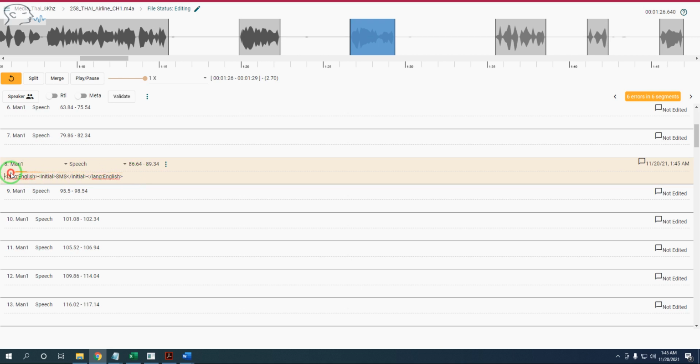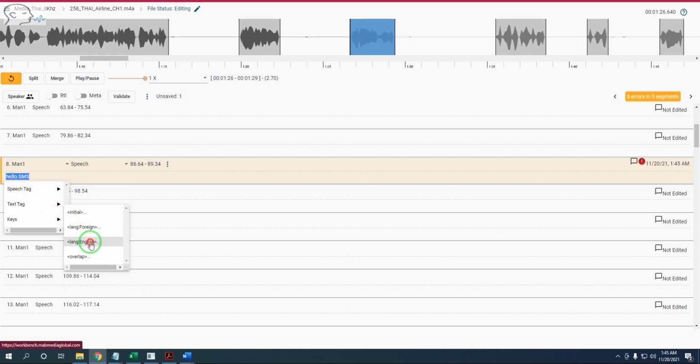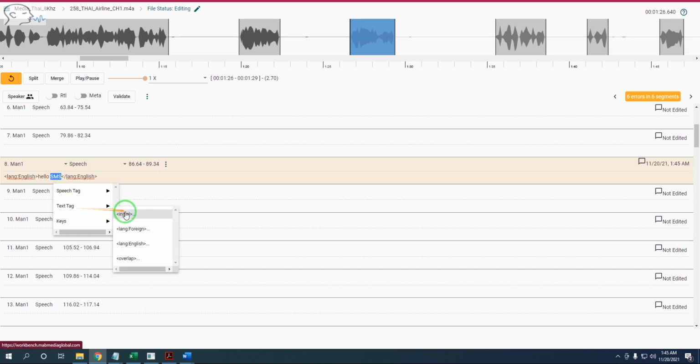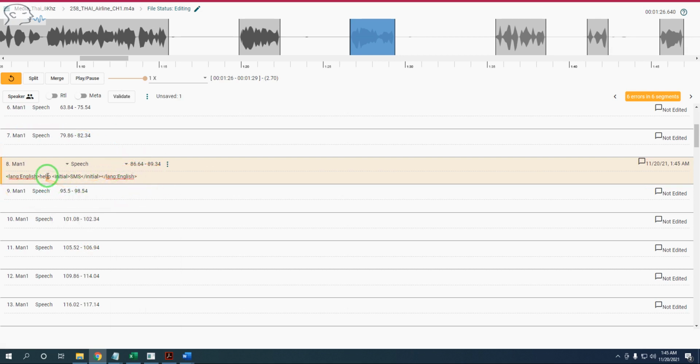If the speaker says hello SMS, then what should I do? Hello is an English word, then initial again. So we put the hello, SMS, all inside the English tag. Then for SMS we put only a single tag, the initial. So that is the difference. Hello is inside the English tag, then the initial will also be inside the English tag, because hello is an English word and SMS is also an English word.